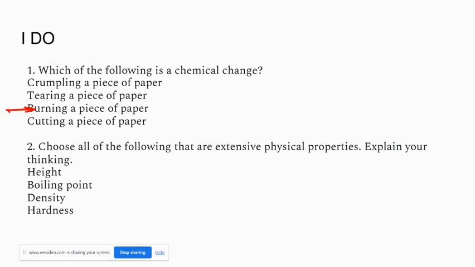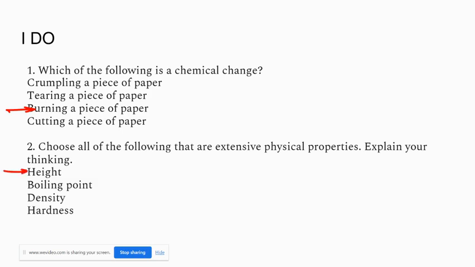All right, here we are looking at extensive properties. So which of these things will extra make a difference in? So if I have height, will height change if we have somebody who's taller? Yes. Yeah. So extra is going to make a difference here.